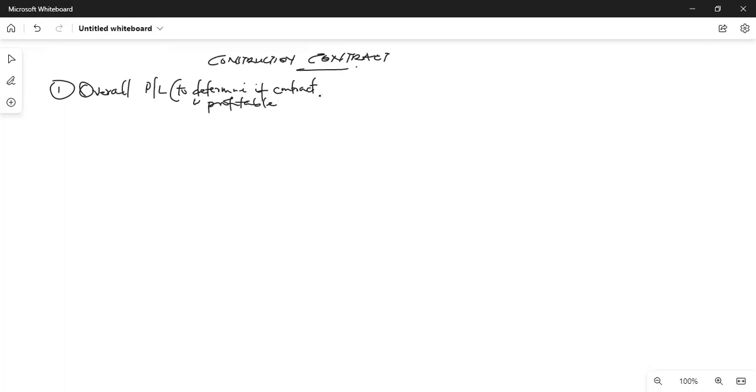Don't forget that if a contract is not profitable, then you will straight away make a provision. It's an onerous contract, okay? Remember, IAS 37, onerous contract. A contract that you know that you are going to make a loss. If you already know that you make a loss, then you provide for it, all right? So that is what it means.